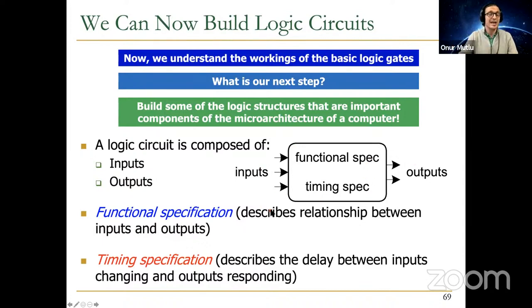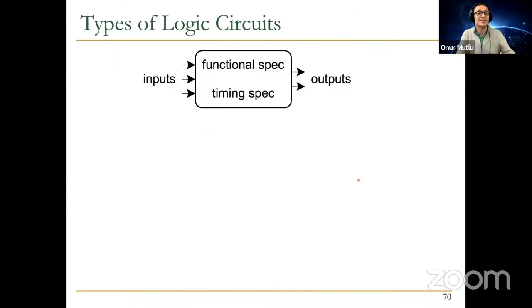Of course, you may have a timing specification that says, I want only 5 seconds of delay over here. Then you need to implement your circuitry such that you obey that timing specification, right? Okay, so let's take a look at the types of logic circuits next, because we're going to cover both. So for today's lecture and the next lecture, we're going to cover combinational logic.